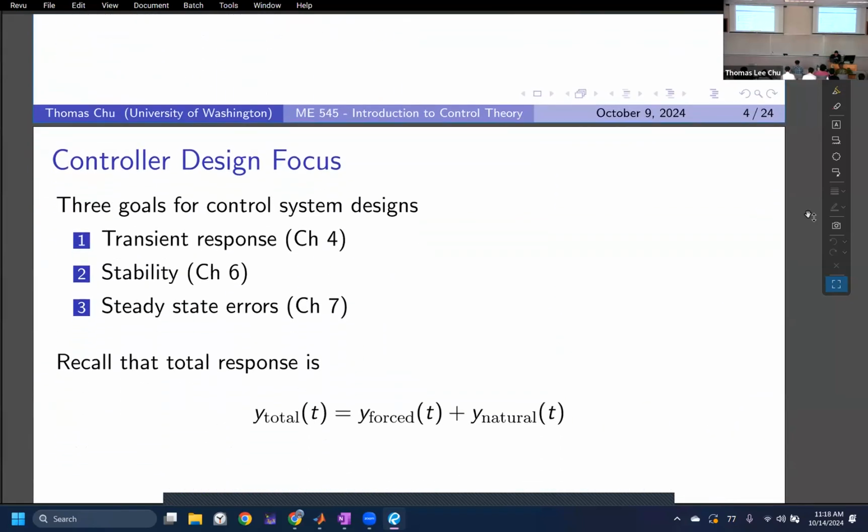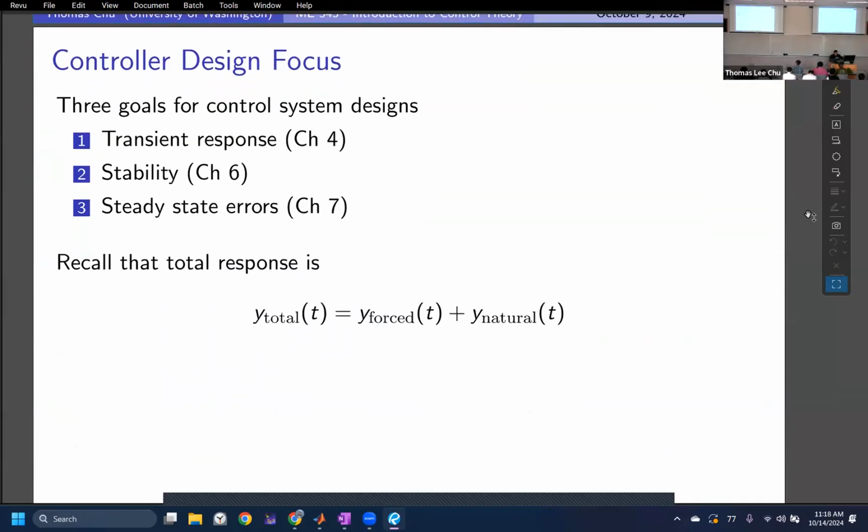Basically, the three goals for control system design: first is to control the transient response. The transient response is something we looked at in chapter 4. Second one is to check the stability and stabilize it using compensator design. And third is to control the steady state error and calculate it. So this is our path moving forward. We went over chapter 4, and now we're going to go over stability. Then we're going to talk about steady state error. Once we have a stable system, do we have error from stabilizing it?